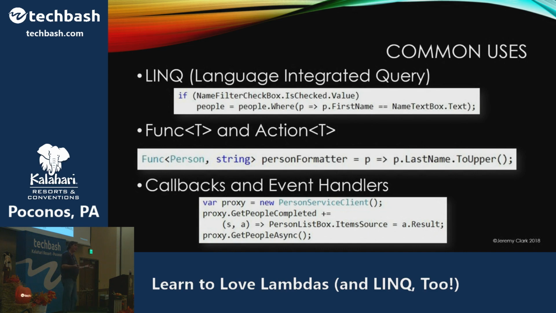So we're used to hooking up event handlers, and what we can do is use Lambda expressions for those as well. And so here we have a standard event handler, which usually has a sender object and then some kind of event args. And in this case, it's assigning the result property to a list box. So there's a lot of different things that we can do and where we see Lambda expressions.